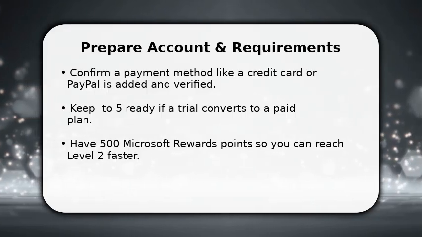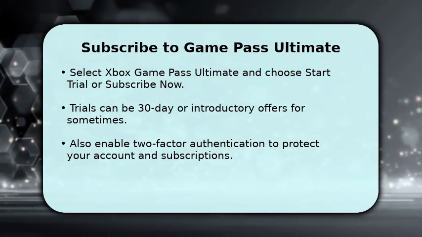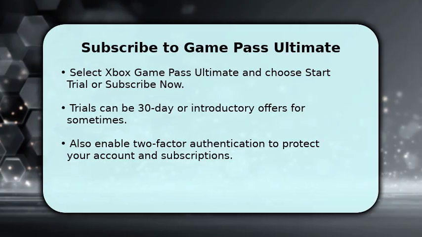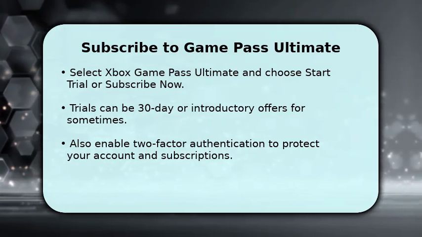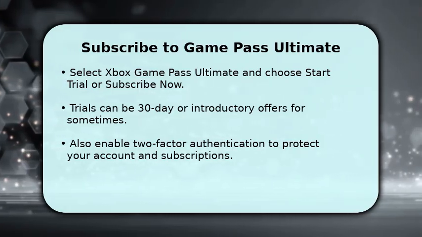Open the Microsoft Store or the Xbox app on your console or PC. Select Xbox Game Pass Ultimate and choose Start Trial or Subscribe Now. Trials can be 30-day or introductory offers for some titles. Add your payment method and confirm the recurring billing terms before checkout.